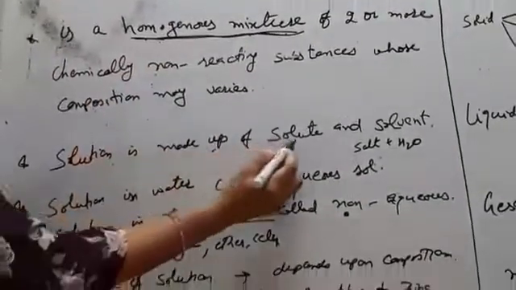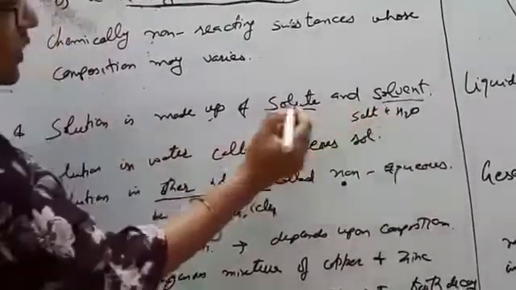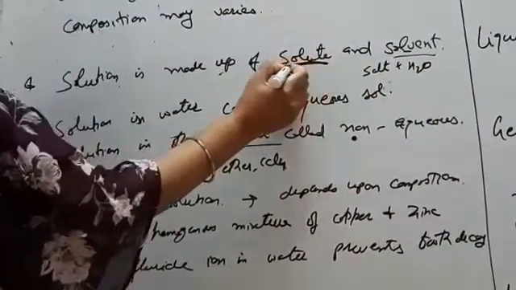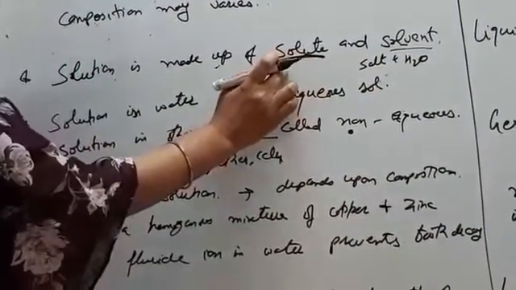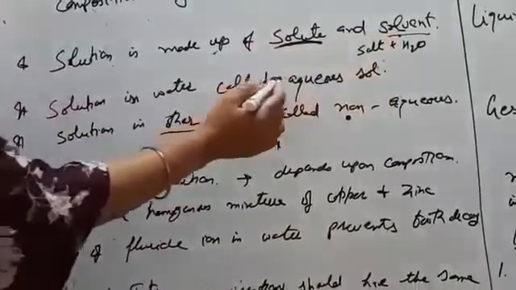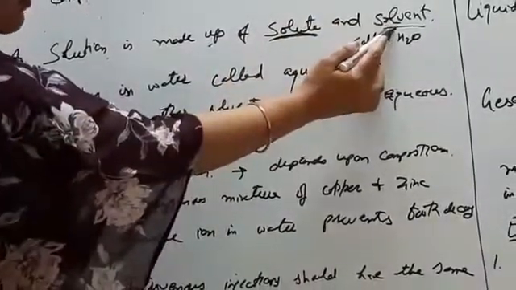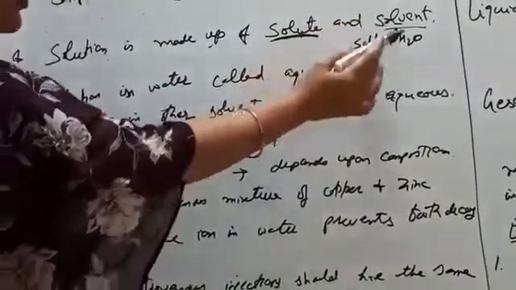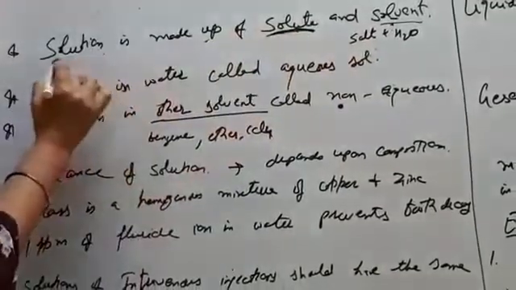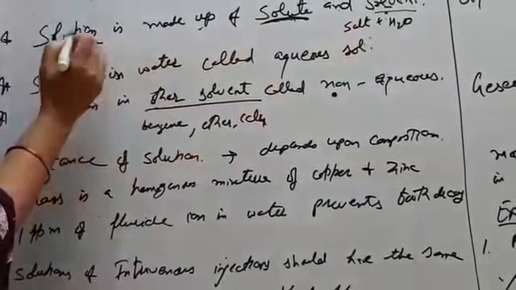Now solution, what is it made up of? It is made up of solute and solvent. Now what is solute and solvent? Solute, in easy terms, is present in a small amount, and solvent is present in a large amount. In other words, solute dissolves in solvent, and solvent is the one in which solute dissolves, forming a solution, and this solute and solvent uniformly mix with each other.